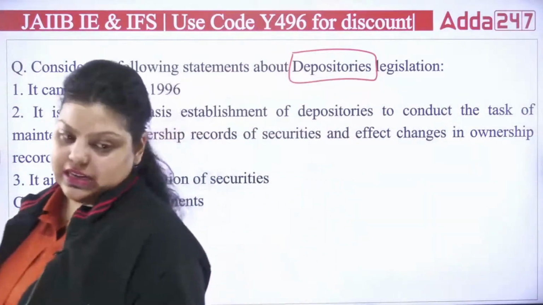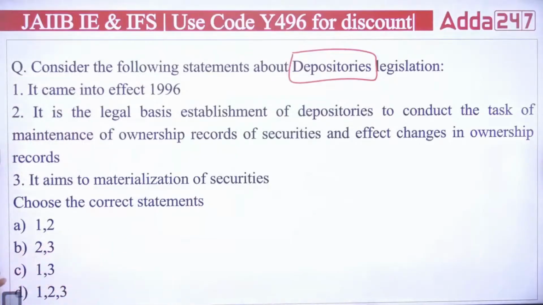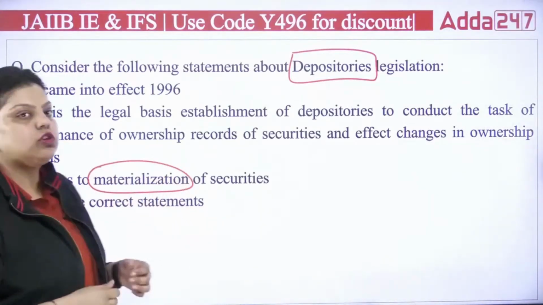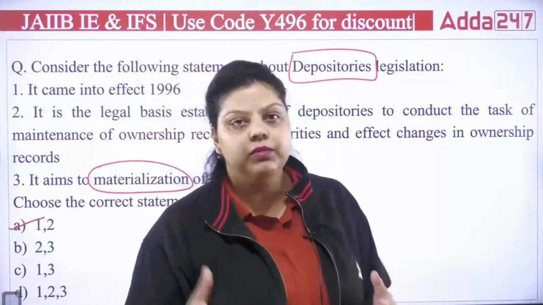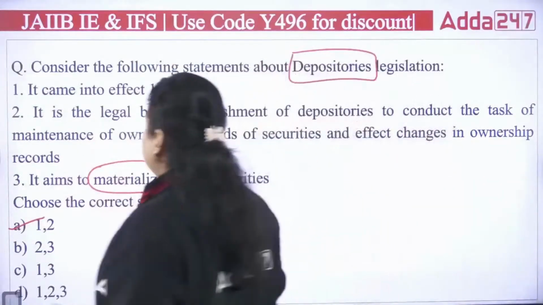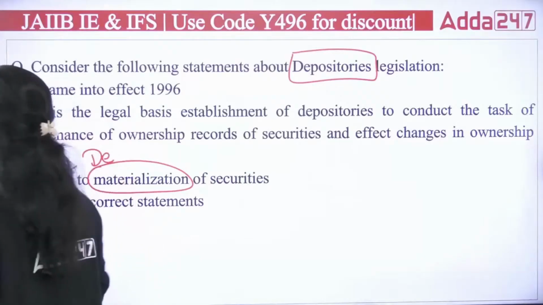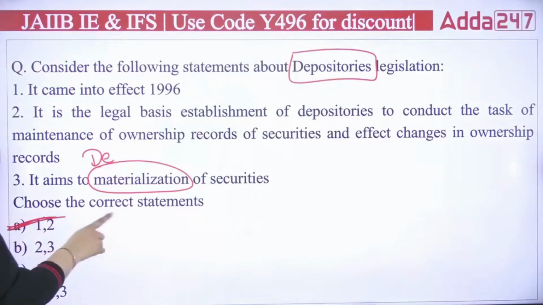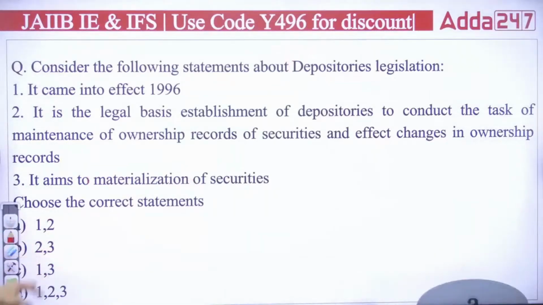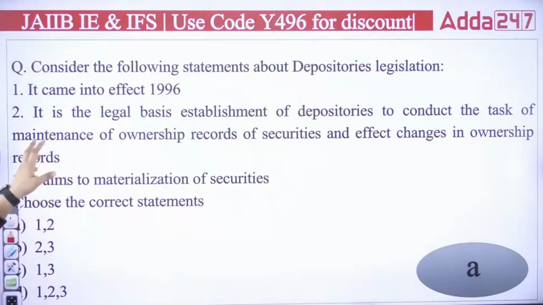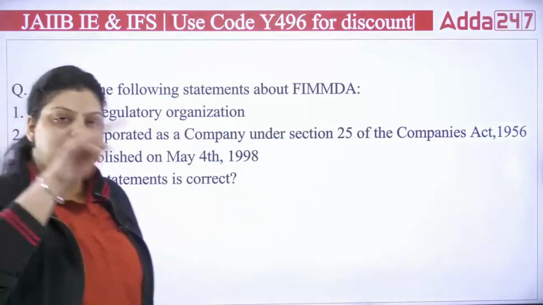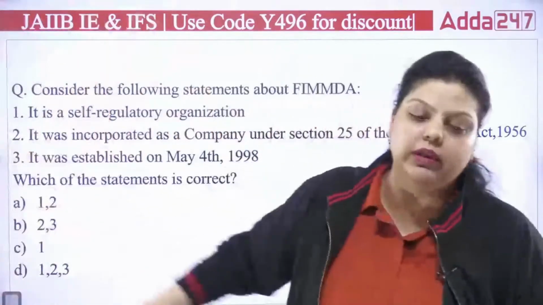A, B and D. Okay, what about the rest? The right answer will be A. Why are we doing materialization? Materialization means you are converting into physical form. We have to convert it into electronic form. So it should be dematerialization, not materialization. Right answer will be that 1 and 2 are correct. The third is not. Right answer is A. Why is the third one wrong? Because we have to do the dematerialization. We have to convert physical security into electronic form.